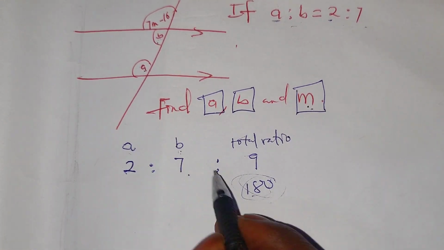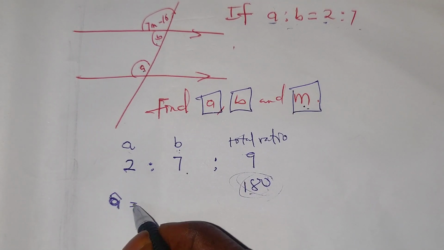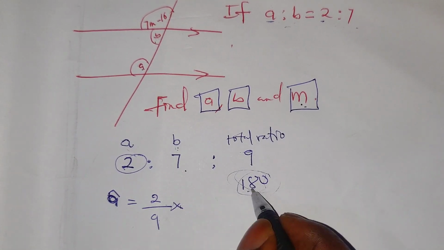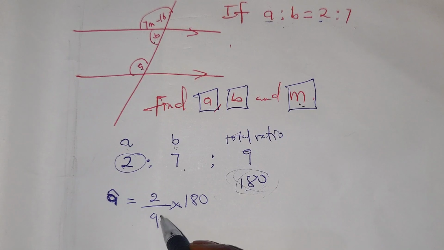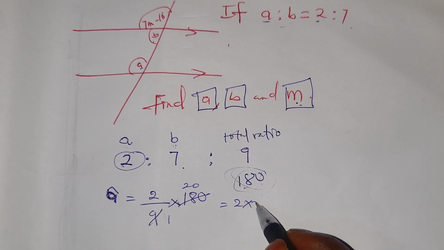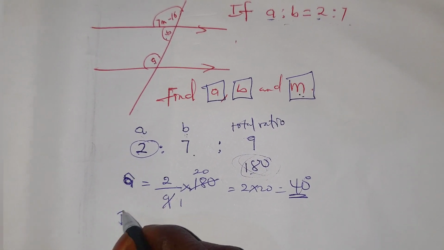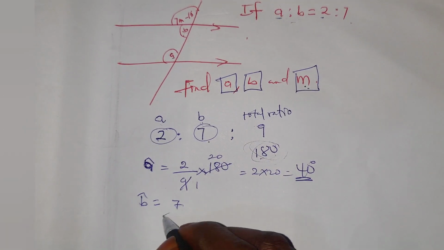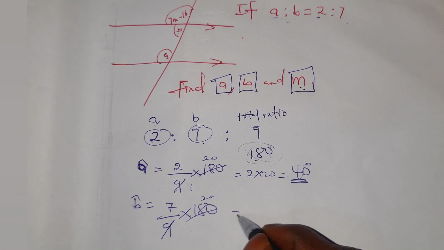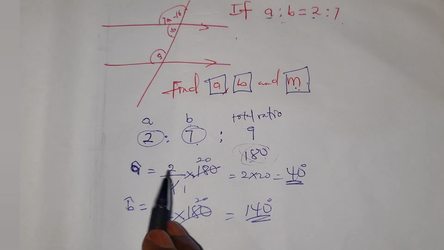So we don't know what A is, we don't know what B is, but let's start with angle A. Now what we're going to do is take the A ratio, which is 2, divided by the total ratio, which is 9, multiplied by the total angle to be shared, 180. And we can get that 180 divided by 9 is 20. And then 2 times 20 gives us 40 degrees. So it means that angle A is 40 degrees. Let's go to angle B. Angle B is, we take B's ratio, 7, over the total ratio, which is 9, multiplied by the total angle to be shared. And we are going to get 140 degrees. So we are done with finding angle A and B.